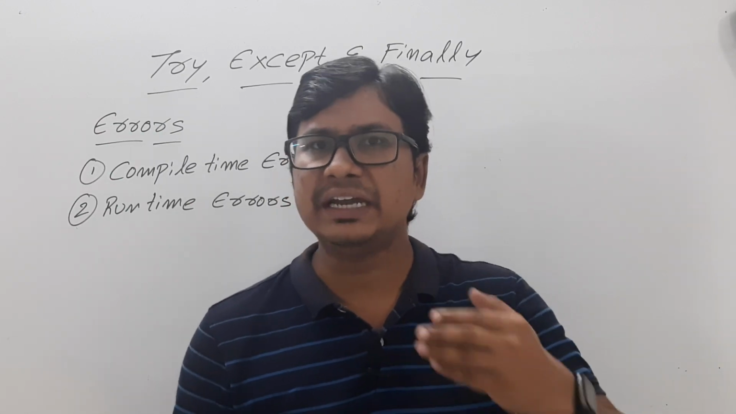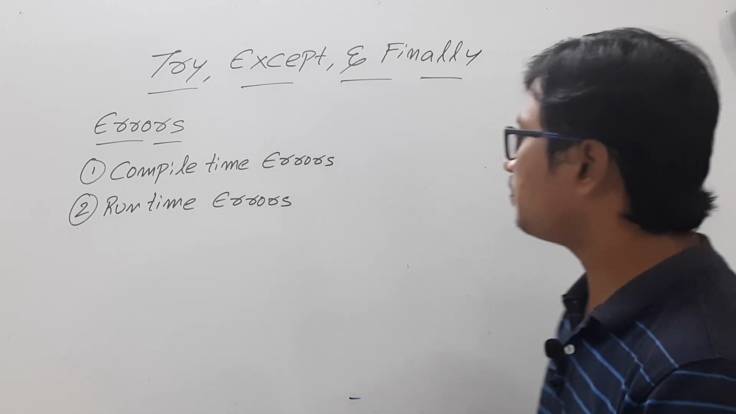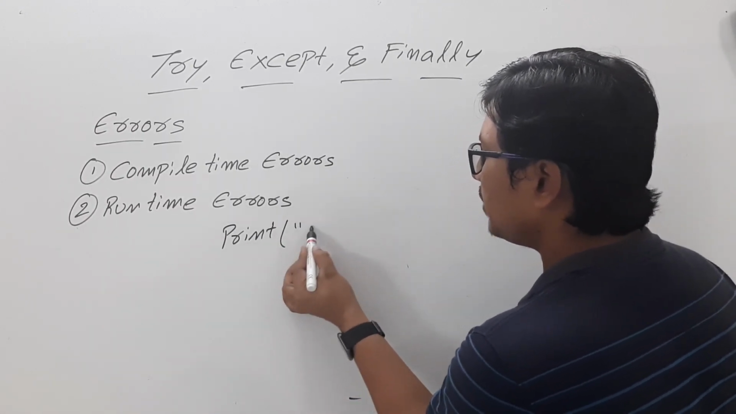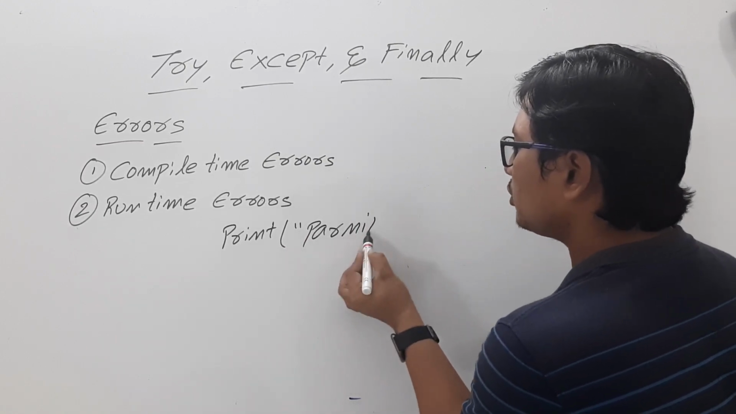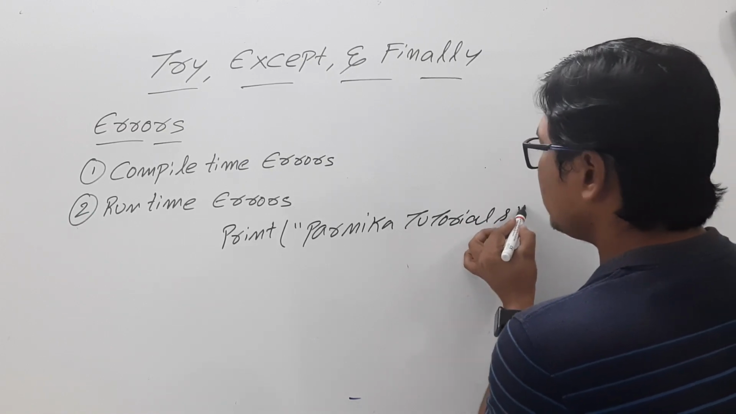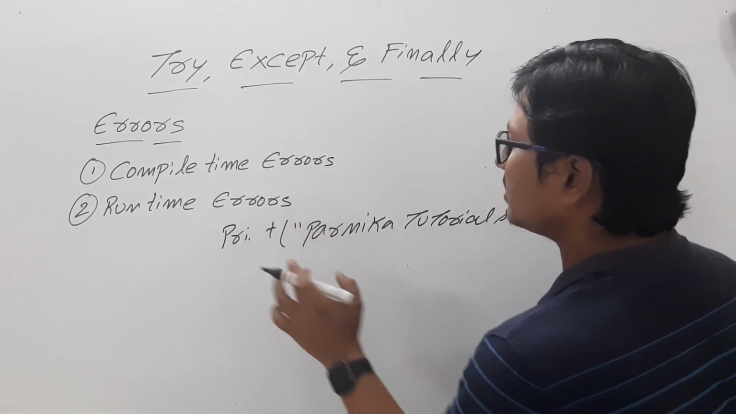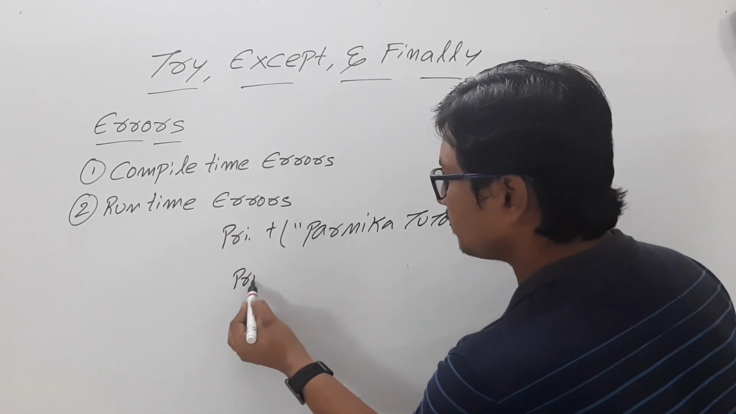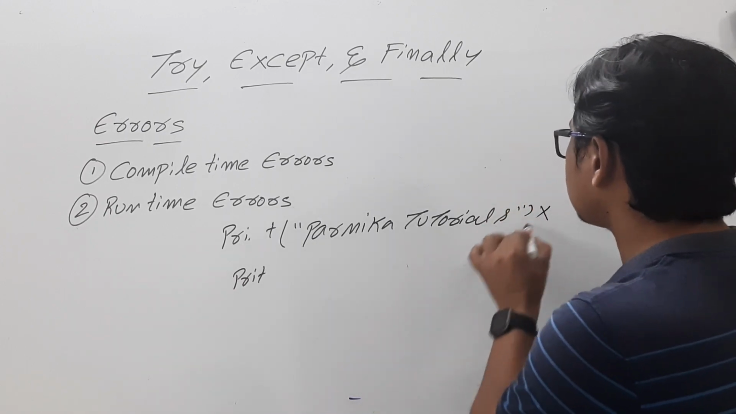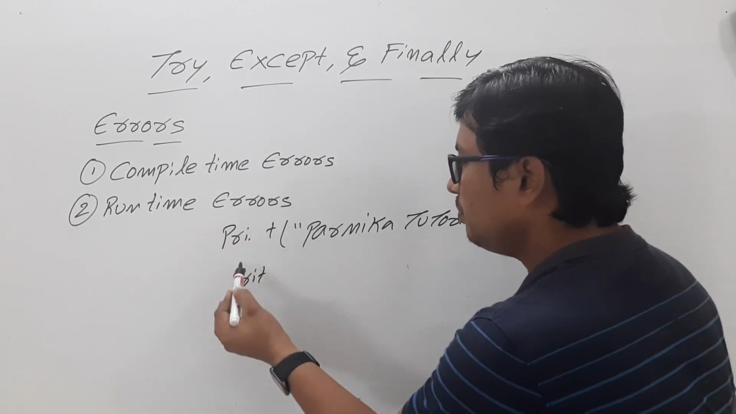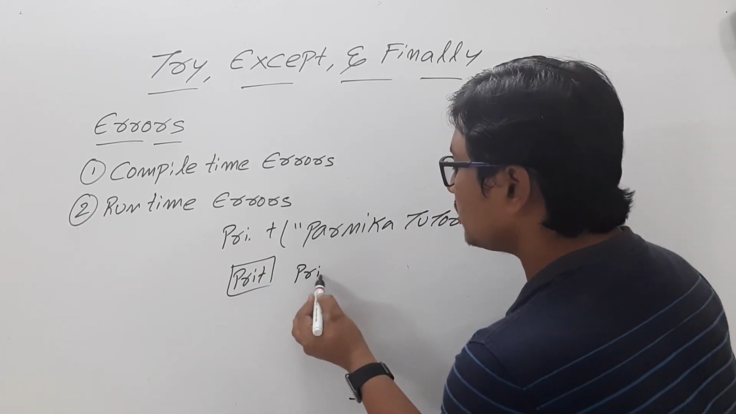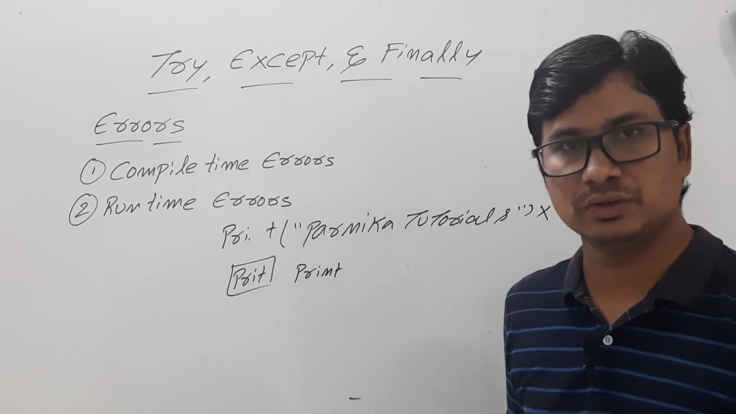Suppose let's say that when I am writing a program, I want to use the print statement. Let me write that I am using print Parnika tutorials. This is what I want to do. But in a hurry, I forgot to write the n. I have written it as PRIT. Then it will give a syntax error for you because there is no inbuilt function called PRIT. There is an inbuilt function called print to display the output on the console.